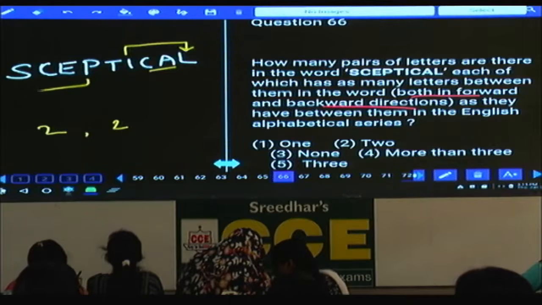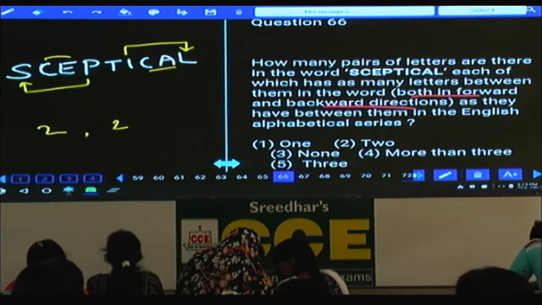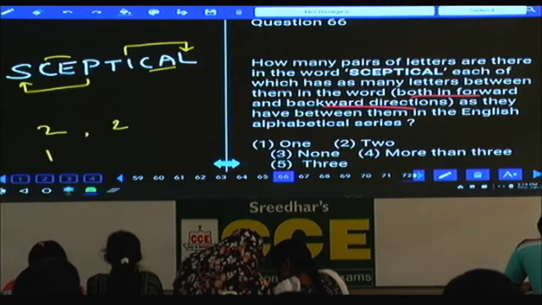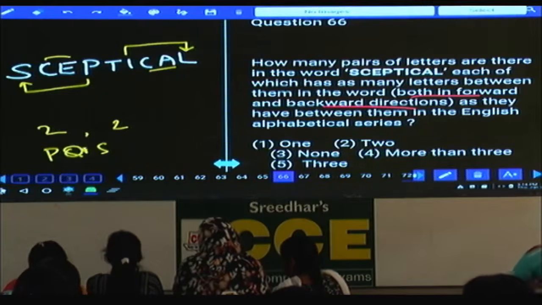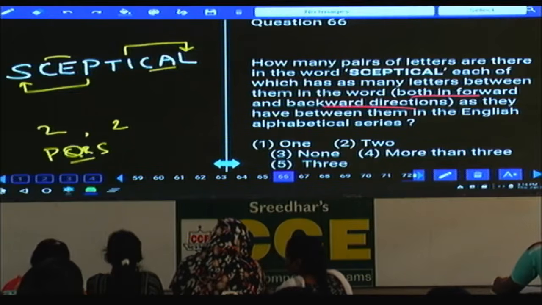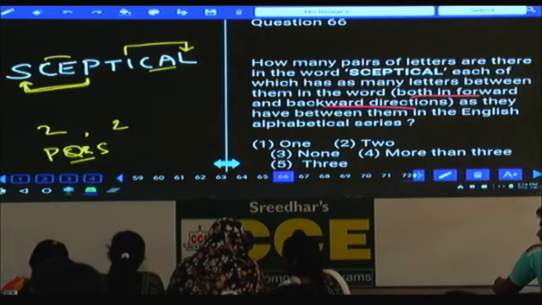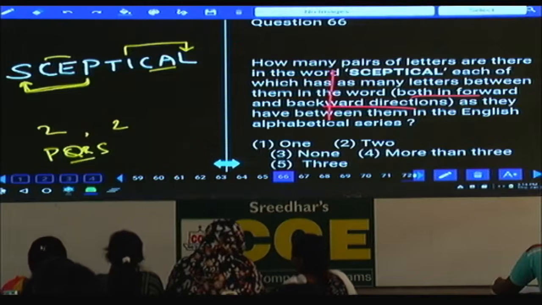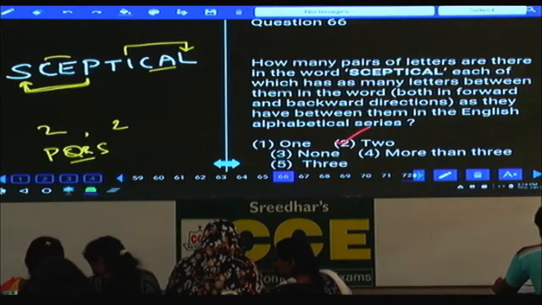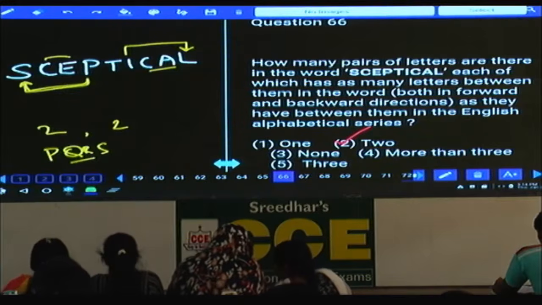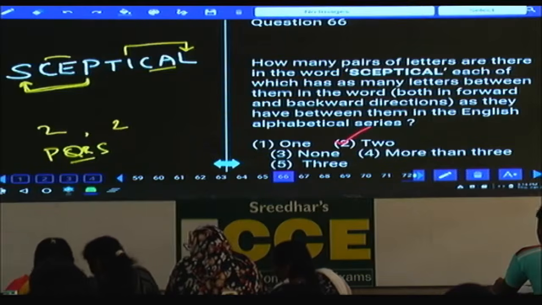P, Q, R, S. Again between P and S, how many letters do we have in this word? 2 letters. In the alphabetical order also, between P and S there are only 2 letters, that is Q and R. Hence it forms a pair. Hence how many pairs do we have altogether? 2 pairs, that is given in choice 2. Clear now? This is question number 66, choice 2.